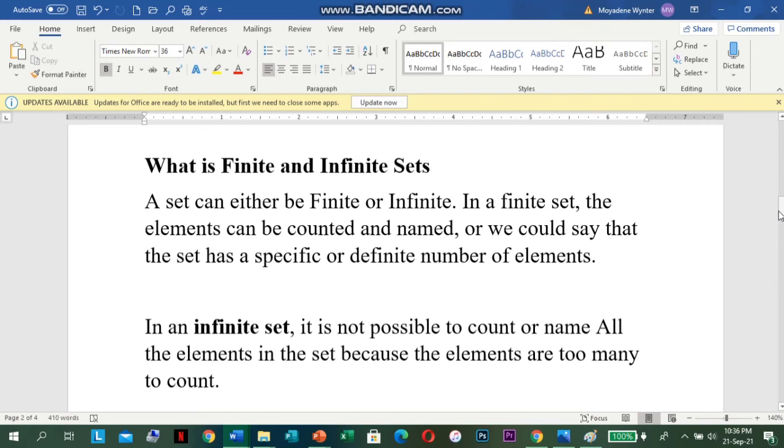So let me read it again. A set can either be finite or infinite, and in a finite set, the elements can be counted and named. Or we could say that the set has a specific or definite number of elements, and definite means clearly stated. Now we want to look at an example of a finite set.